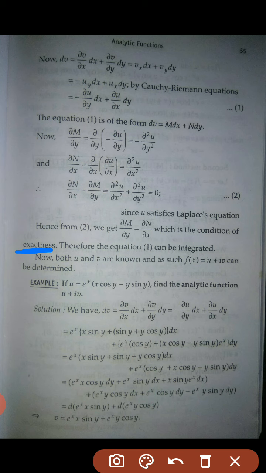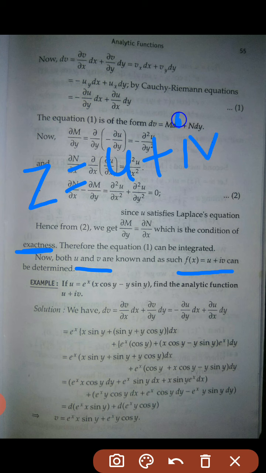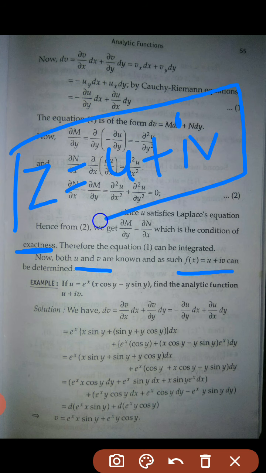Now, both u and v are known, such that f(z) equals u plus iv can be determined. And here what we get is f(z) equals u plus iv, and this function will give the analytic function.